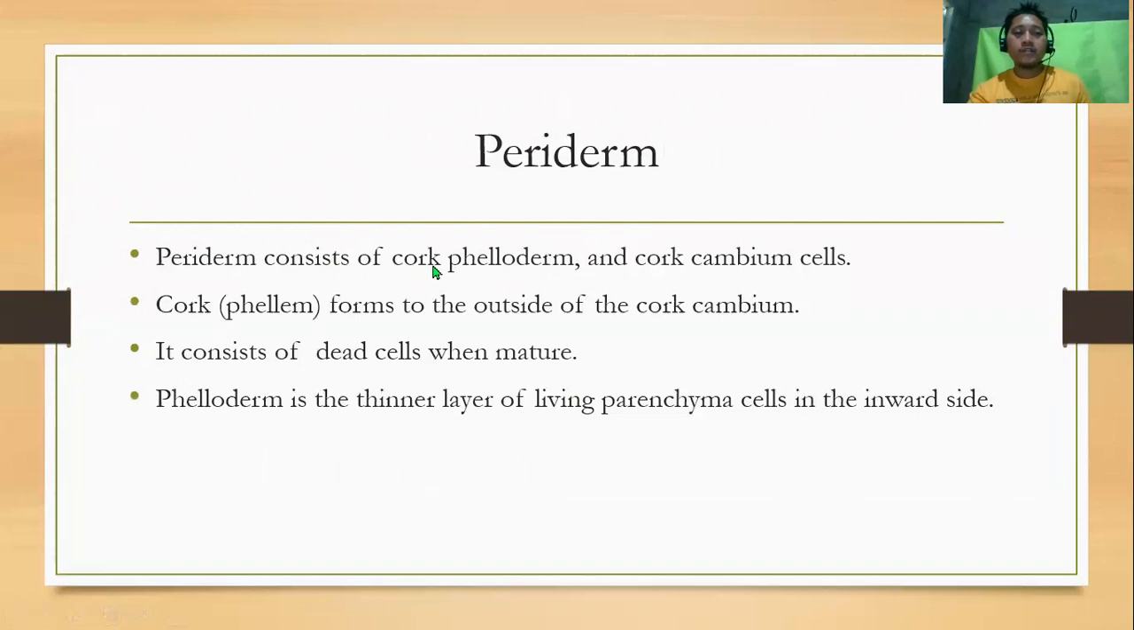So the periderm consists of cork, phelloderm, and cork cambium cells. The cork or the phellem forms to the outside of the cork cambium. So pasabot na pag outside siya, this is the bark. Dapit na siya sa pagawas. So mostly na siya sa bark. Pero ang cork cambium is nasa bark din siya, but this is the outermost part, ang cork. Then it consists of dead cells when mature. So pag mature, mamatay ang cells. So munang makita ninyo na ang kahoy kay mga tangtang ang panit, na.